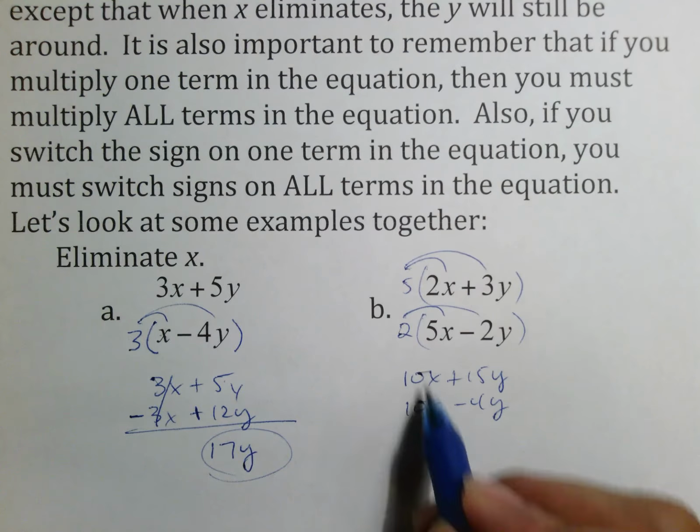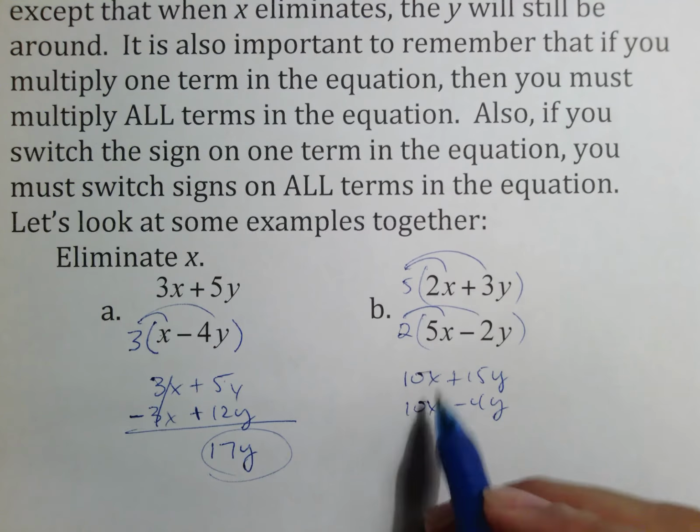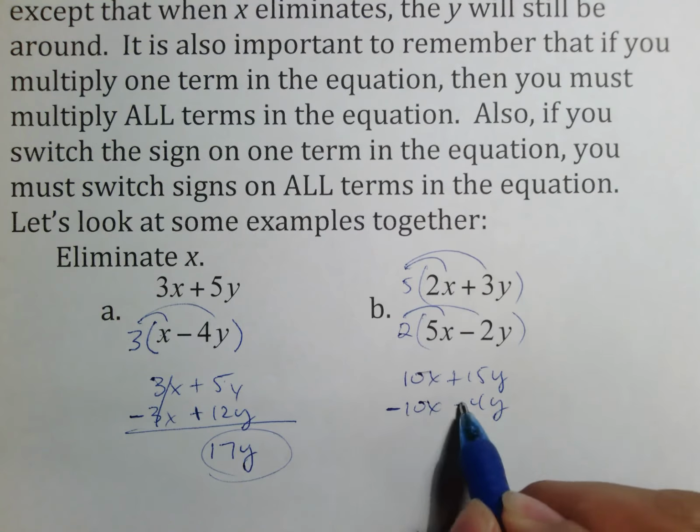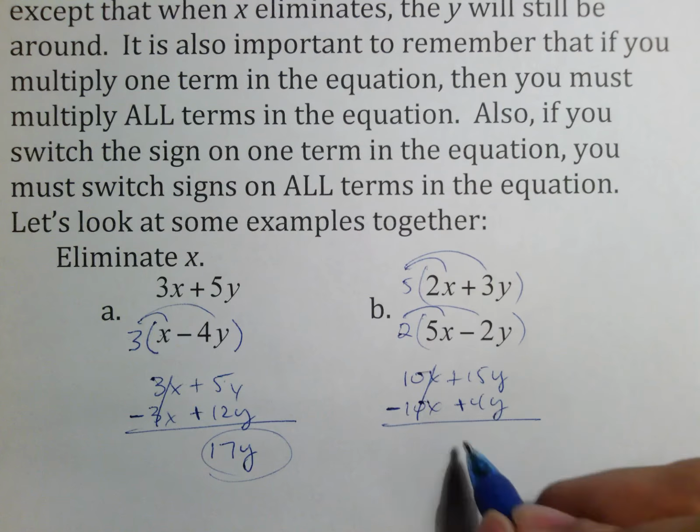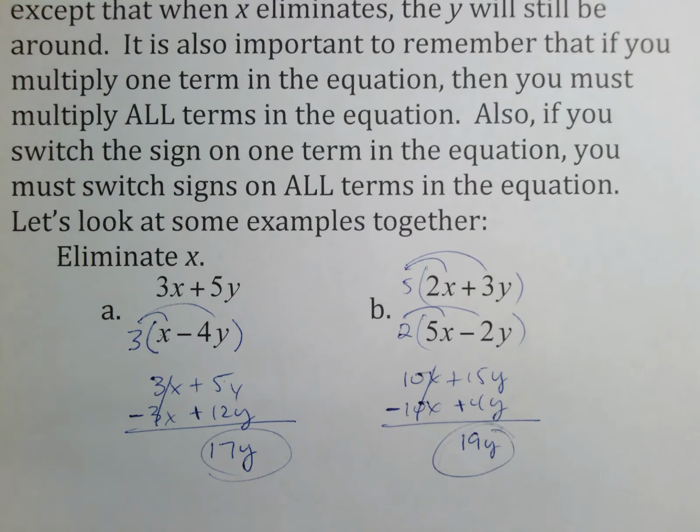Notice that my 10x's don't go away because they're not opposites, so I have to switch signs, which means make this negative and make this positive. When I add these two things together, my 10x's do go away, but 15y and 4y make 19y. That's it. That is all you're going to be asked to do today.